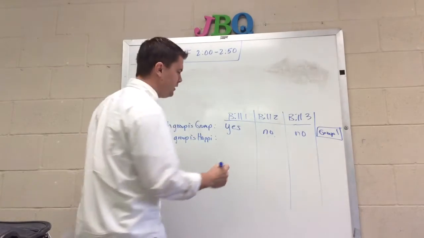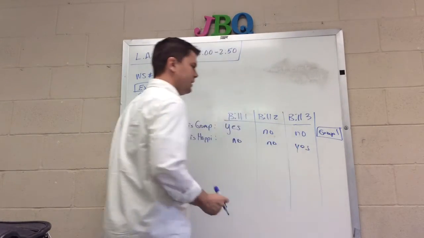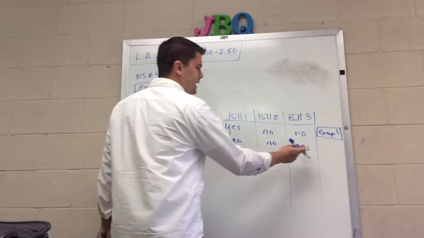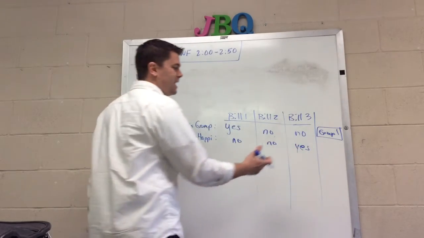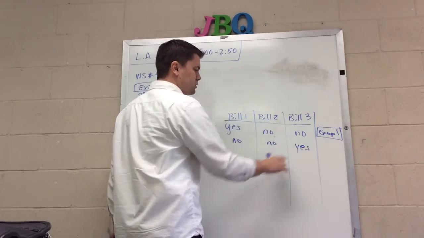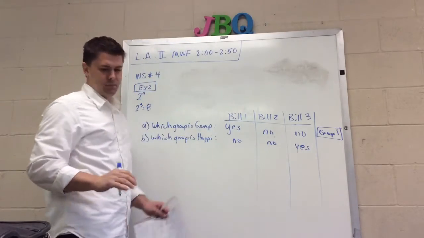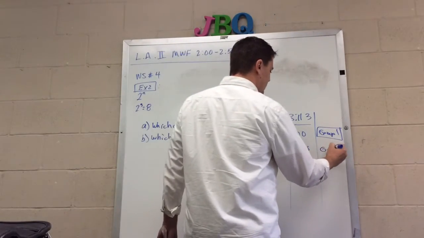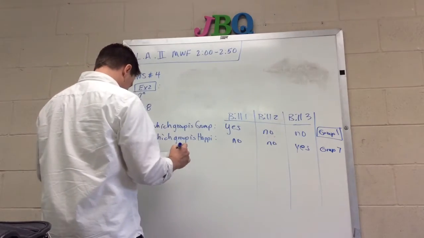Happy was a no vote for Bill 1, a no vote for Bill 2, but a yes vote for Bill 3. So again, kind of a similar situation. Happy is going to be in a set or in a circle on our Venn diagram that does not overlap with the other circles because they only voted yes on one of the bills in this example. So looking at our chart, I would say that this is group number 7.